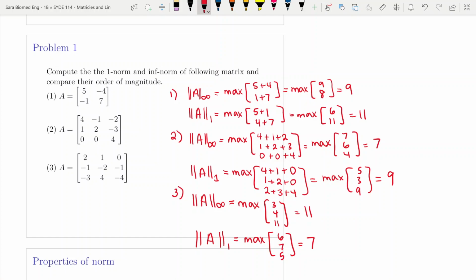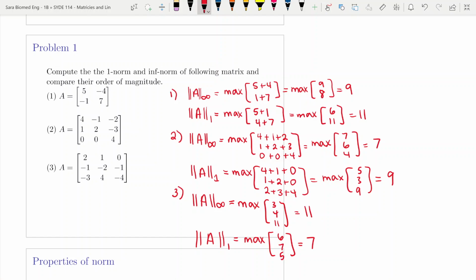Okay, so same thing for the third one, because it's pretty straightforward. I'll just give you the answer. So the one norm is 7, and the inf norm is 11 for the third one. Any questions so far?